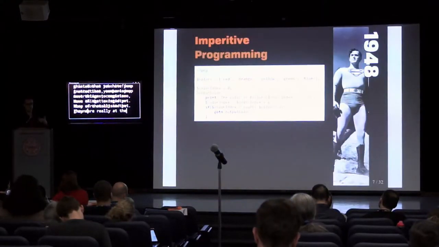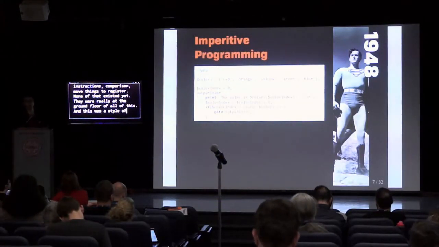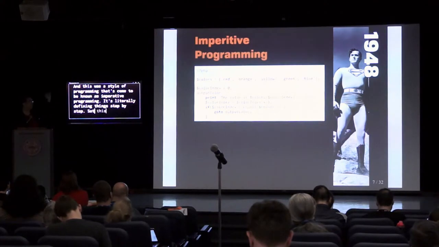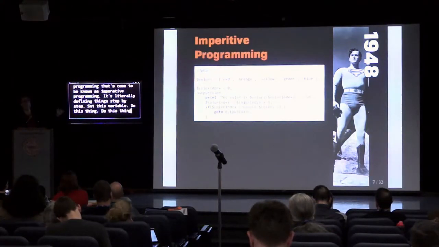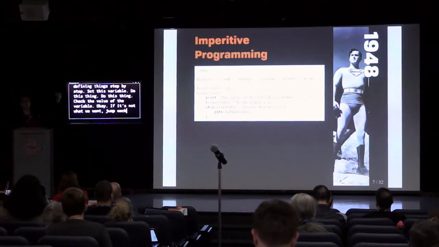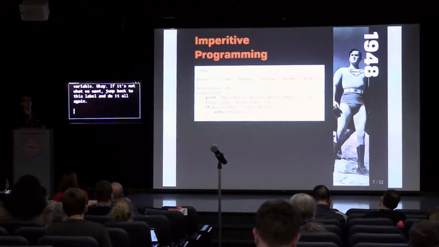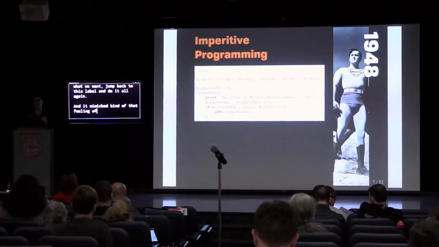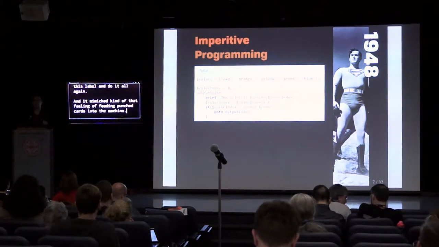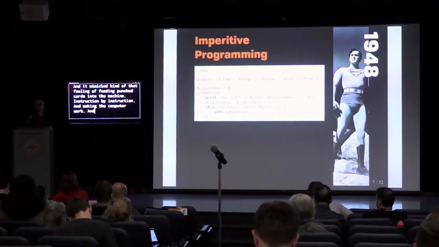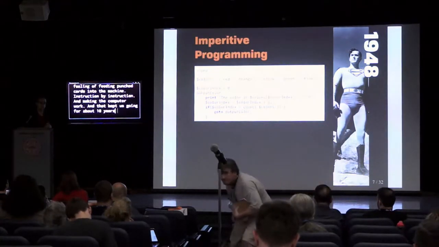And this was a style of programming that's come to be known as imperative programming. It's literally defining things step by step. Do that, set this variable, do this thing, check the value of the variable. Okay, if it's not what we want, jump back to this label and do it all again. And it mimicked that feeling of feeding punched cards into the machine, instruction by instruction, and making the computer work. And that kept us going for about 10 years.